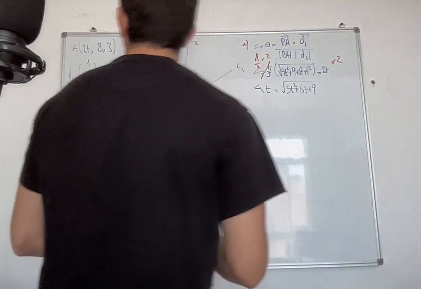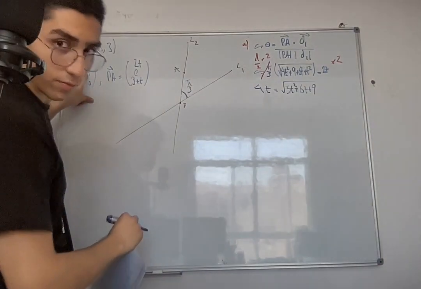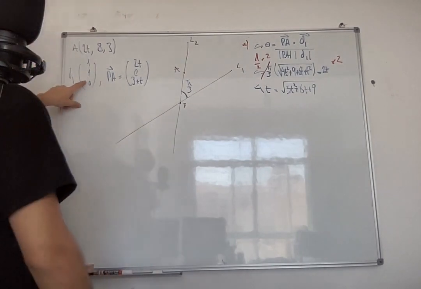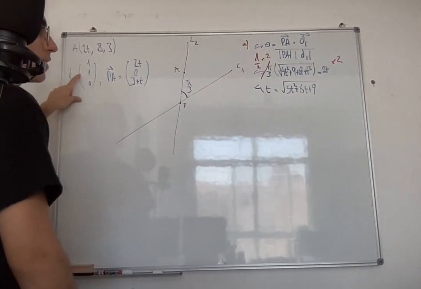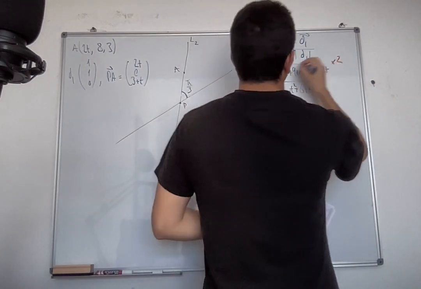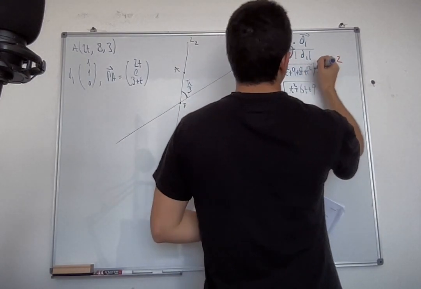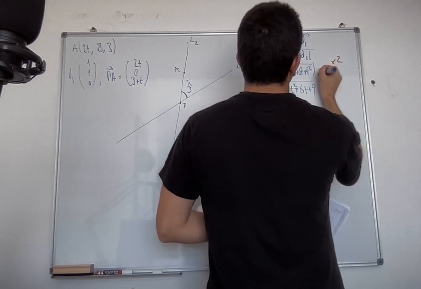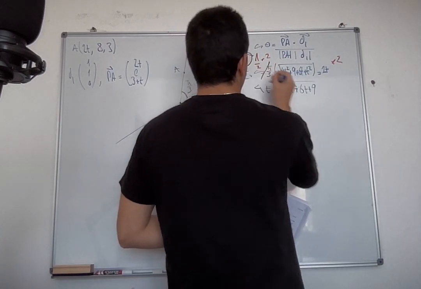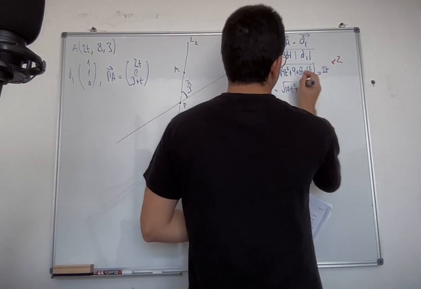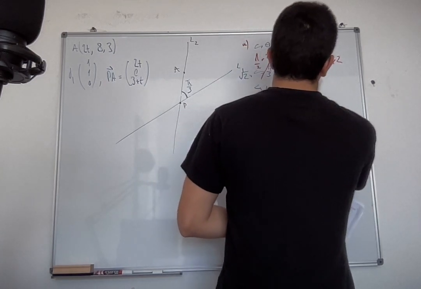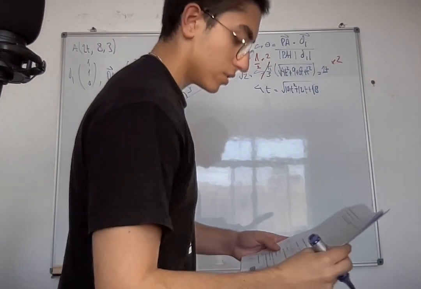Oh wait, I forgot the magnitude of D1. The magnitude of D1 is 1 plus 1, so radical 2. So this is going to be times radical 2. I forgot to times radical 2 here. So this is 10t squared plus 12t plus 18. Alright, so you get the gist of it.